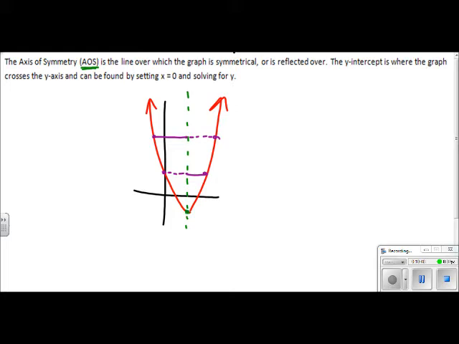Now, if you look, the AOS, the axis of symmetry, goes right through the vertex. And so vertical lines, as we remember, are always of the form x equals. So it looks like x equals the x value of our vertex. So we know that always the axis of symmetry is our x value of the vertex, which we said from before was negative b over 2a. So in this case, or in any case, our axis of symmetry is just x equals negative b over 2a.